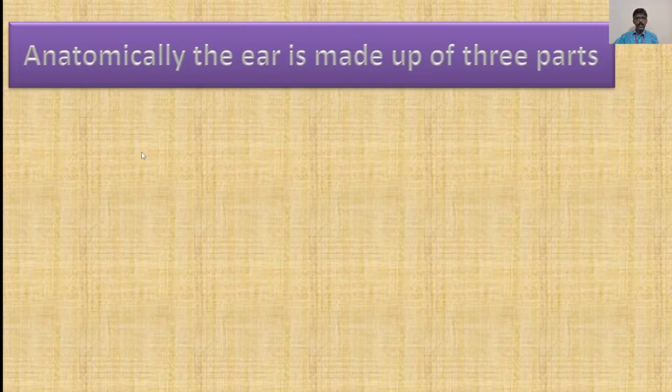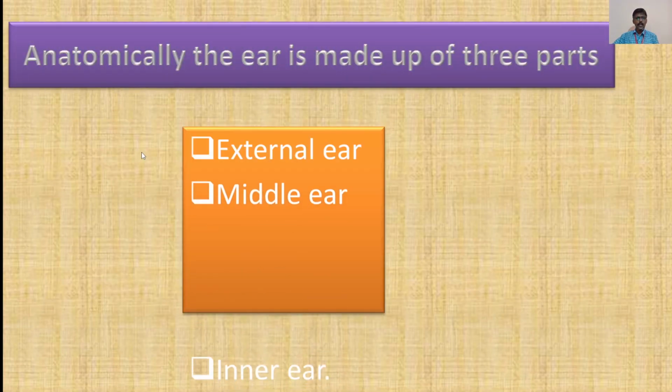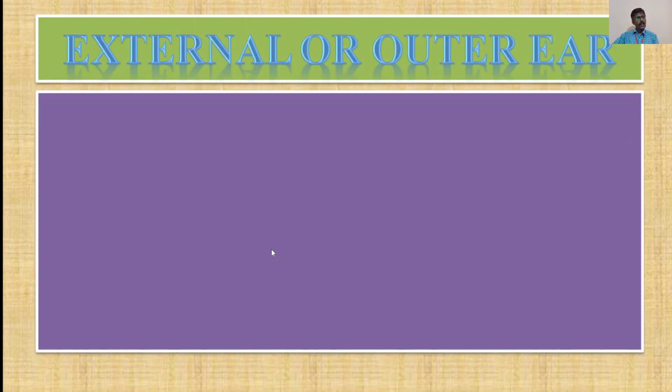Now moving towards the next point, anatomically the ear is made up of three layers. Now which are those three layers? External ear, as explained to you in the earlier diagram, then the middle ear and the inner ear. Now we are going to see it in detail.